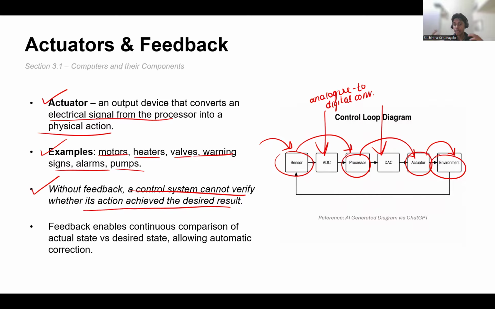So in order to prevent this loop from going on forever and creating some excessive concentration of ingredients in the case of a yogurt manufacturing vat, you would have a control loop that is able to update the sensors the next time as a result of updating the environment, which is then able to regulate the addition of alkali or the addition of acid, whatever, to keep the pH under control. So feedback enables continuous comparison of actual state with the desired state, which allows us to automatically correct our actions.